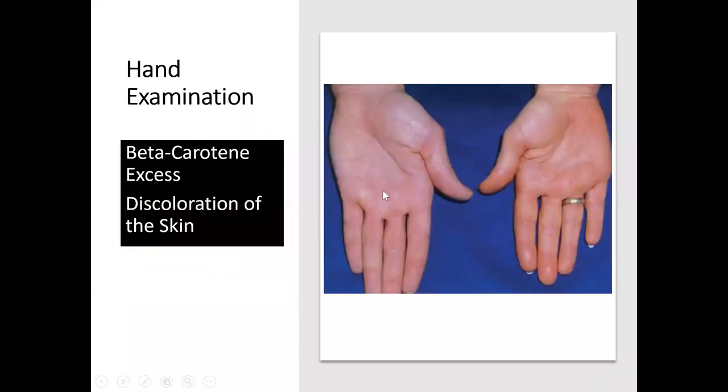If you look at these two hands, you can see that there is a little bit of difference in the color, and this one is more orange in color, which may indicate beta carotene excess. Those who eat a lot of carotene-containing food like carrots or green vegetables will end up with discoloration in their skin.